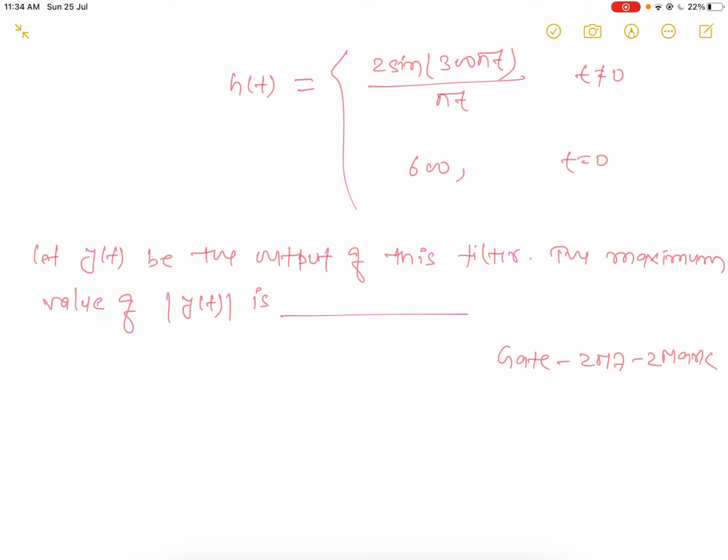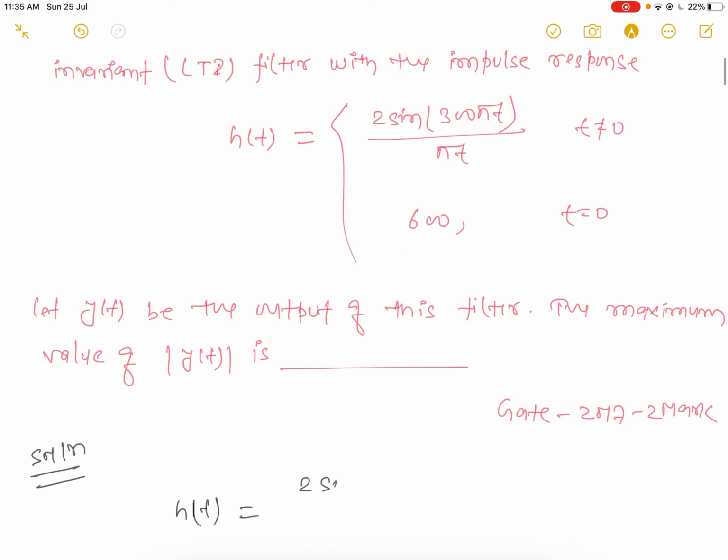First of all, what is the impulse response of the transfer function? We have to draw it. So now draw it. h(t) is given as 2 sin 300πt / πt.